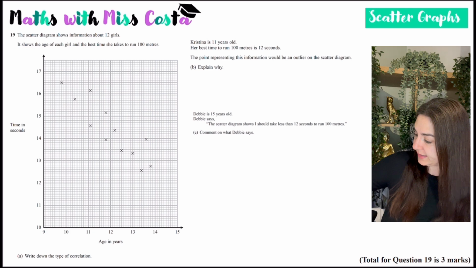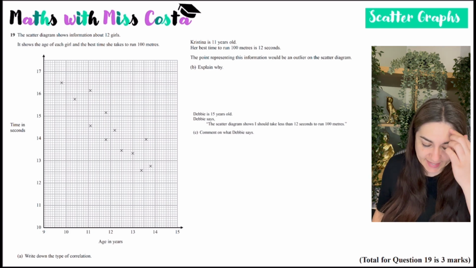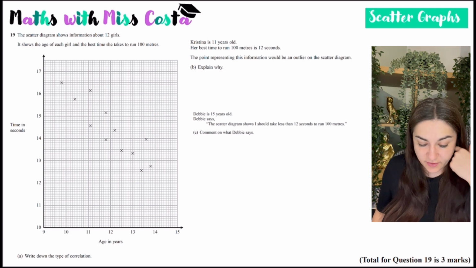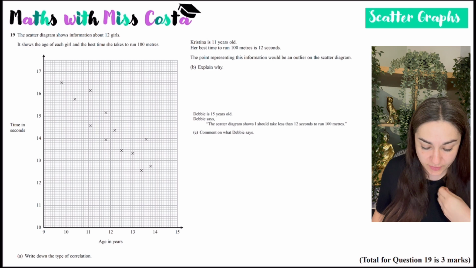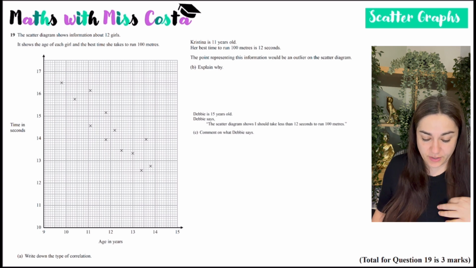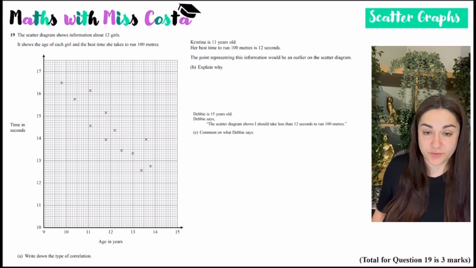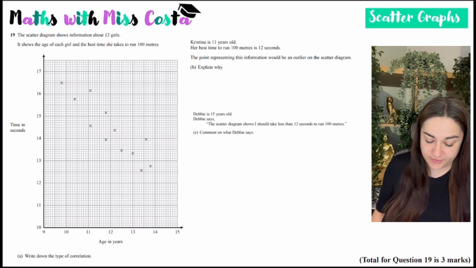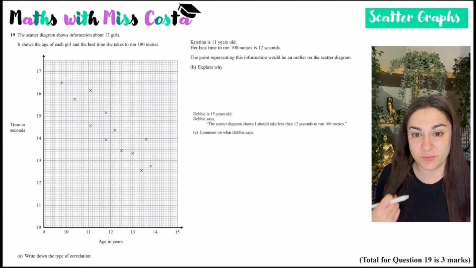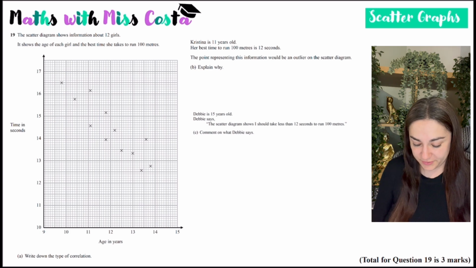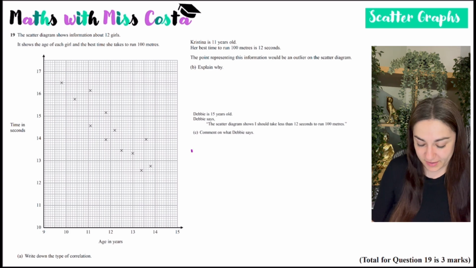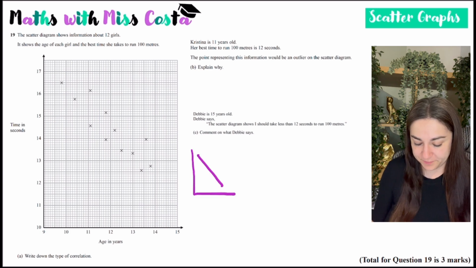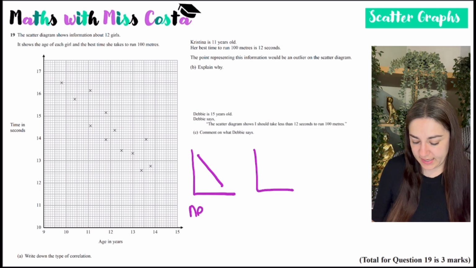Okay, for question 19, it's a scatter graph. I'm told that the scatter diagram shows information about 12 girls. It shows the age of each girl and the best time she takes to run 100 meters. I need to write down the type of correlation. With scatter graphs, there's really only ever going to be 2 types of correlation, maybe 3, but I haven't ever seen no correlation in an exam. So there's either going to be negative correlation or positive correlation.